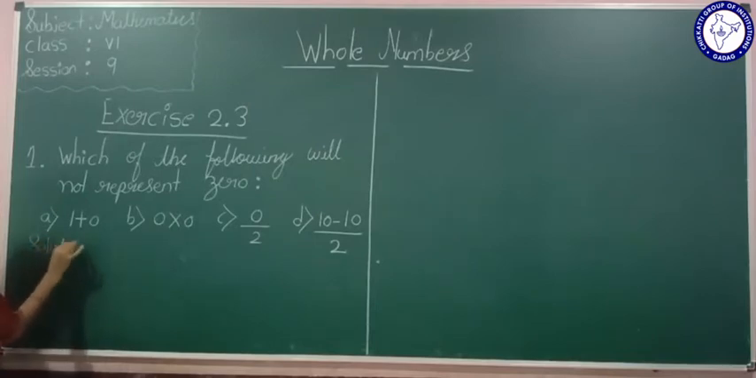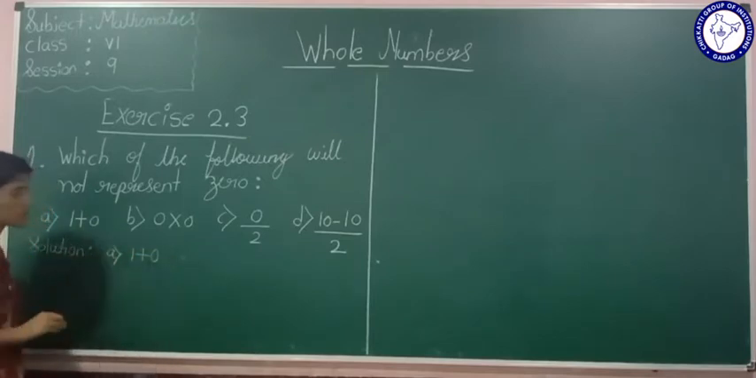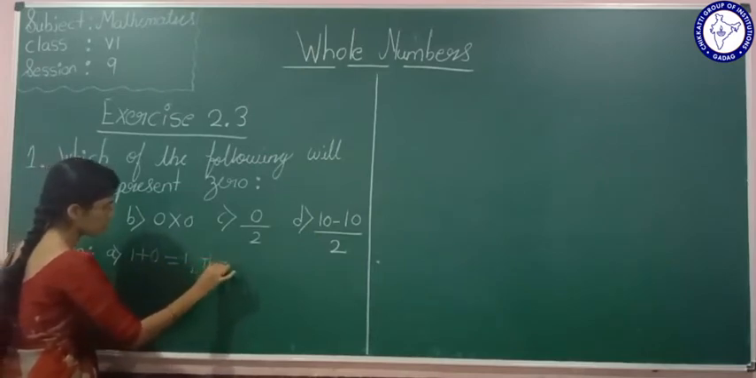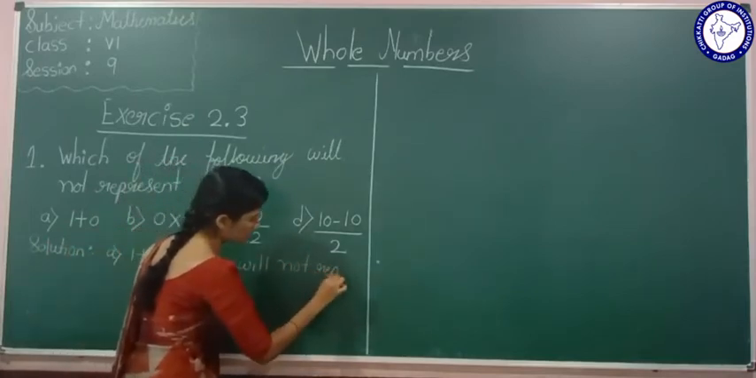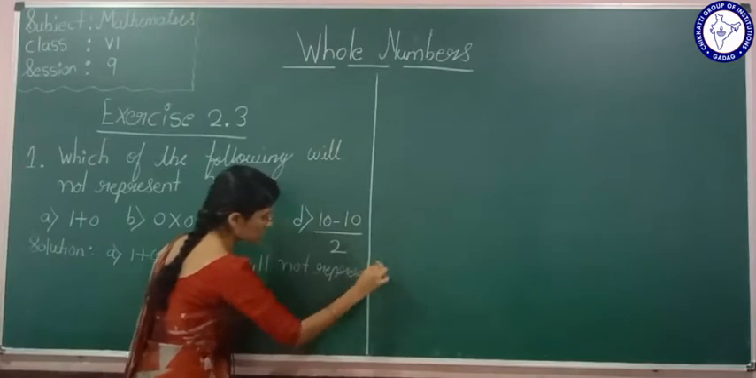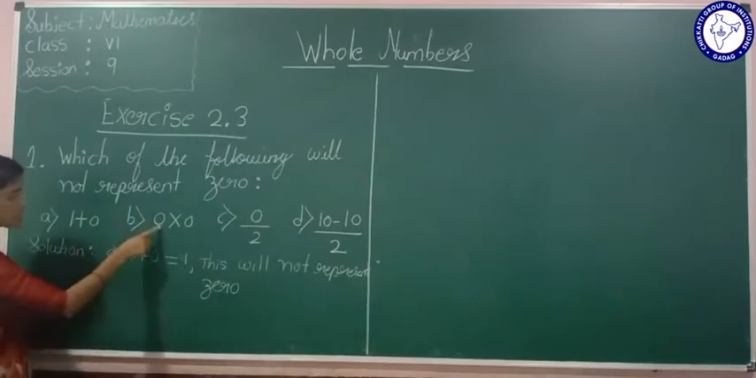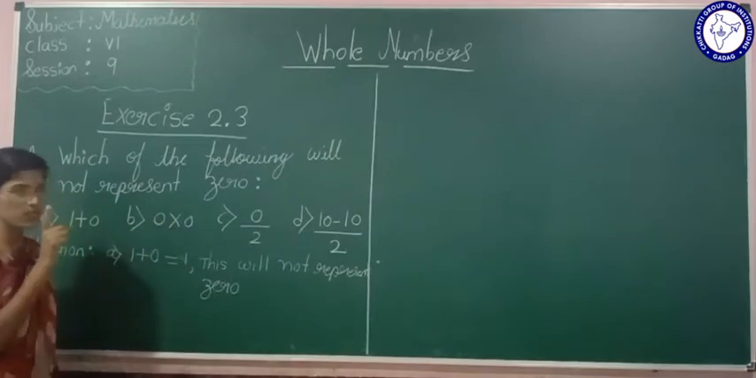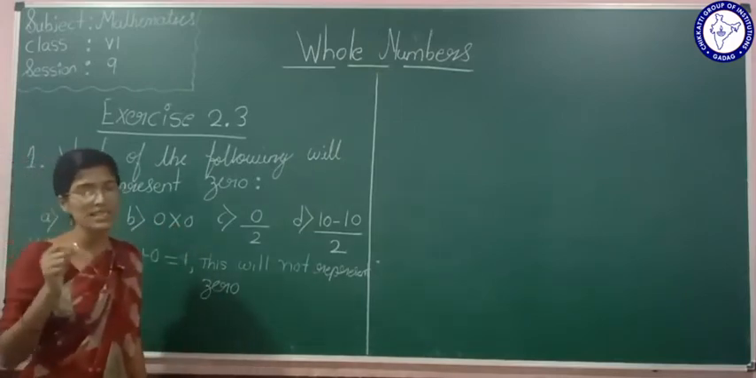See the solution. First one: 1 plus 0 is what, students? 1 plus 0 is 1. Okay, this will not represent 0. Next here, what is 0 multiplied by 0? 0 multiplied by 0 is 0. This is representing 0. What were they asking? Which is not representing 0. 0 multiplied by 0 is 0. 0 multiplied by anything is 0 only.